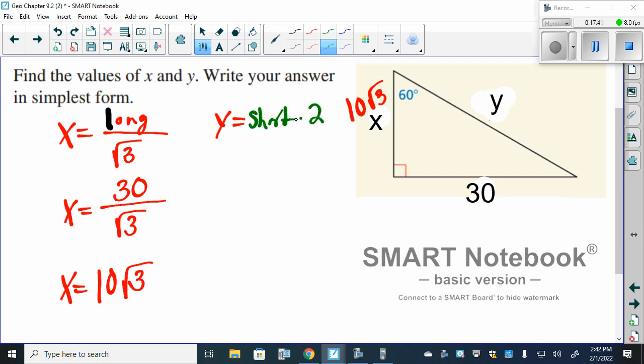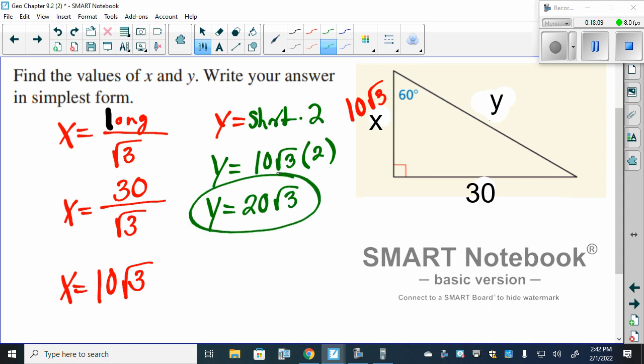So that gave us the short side, which helps us because now I can find the hypotenuse, which is going to be taking the short side length and multiplying it by 2. Yes, because we're taking 10 square root of 3 and multiplying it by 2. And 10 times 2 would be 20 square root of 3. And we end up having these two here.